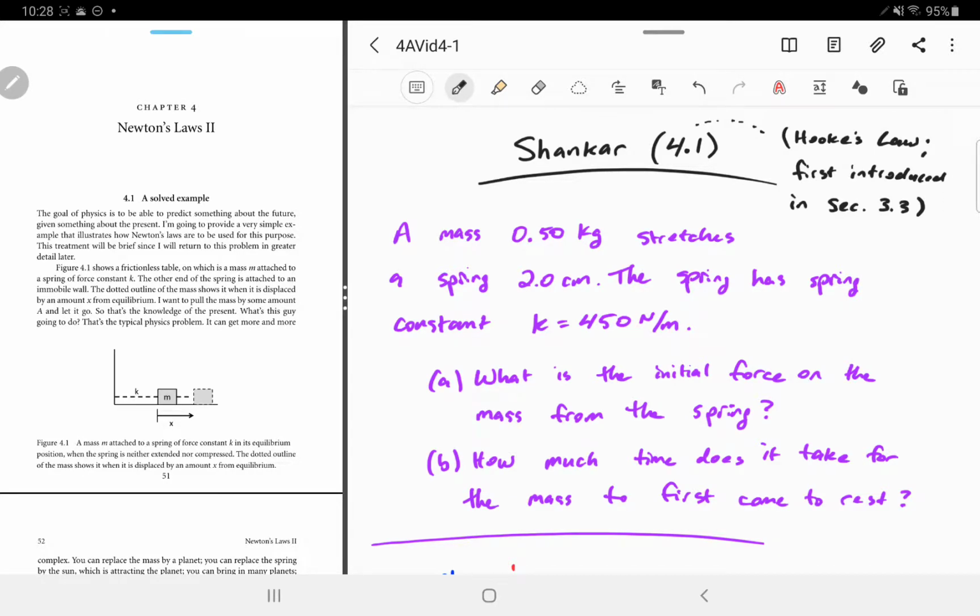Okay, so the problem we want to be able to answer relates some facts about springs. Here we have a mass on a spring. What's the force on the mass, and then how much time does it take for it to come to rest? Part B requires understanding the motion a little bit, which we'll talk about in this video.